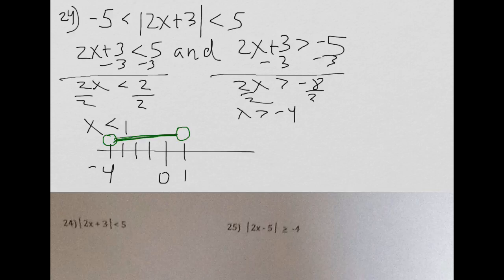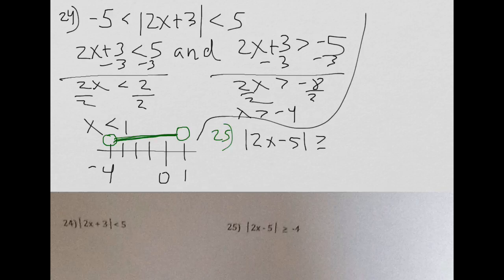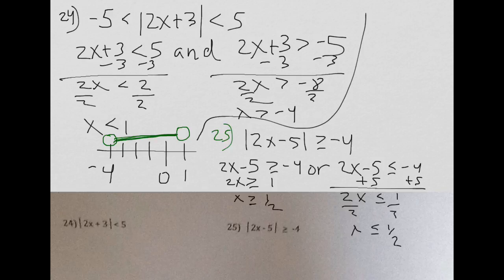Okay, number 25. Let's take a look at 25. Alright, 25 has greater than or equal to. So that means, again, I'm going to rewrite everything. So I solved both. I made it greater than or equal to negative 4, the original, or I rewrote it again and flipped the sign, less than or equal to negative 4.